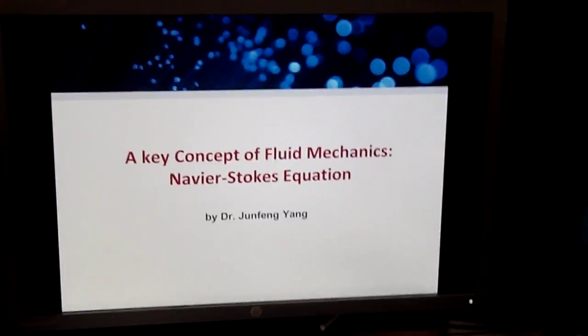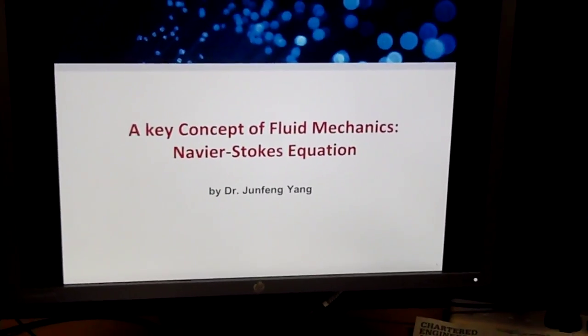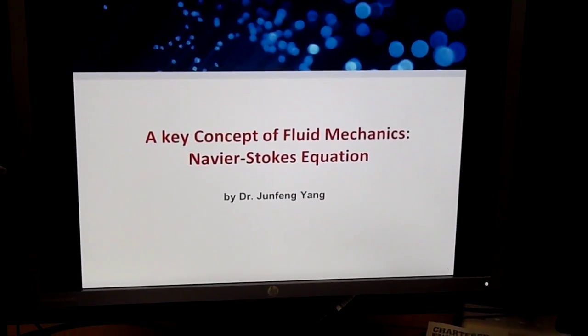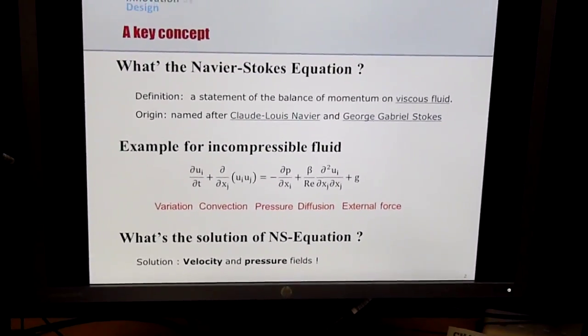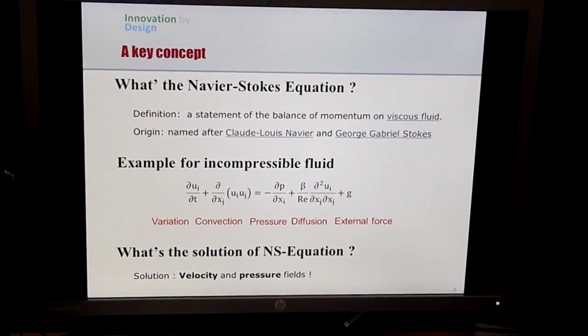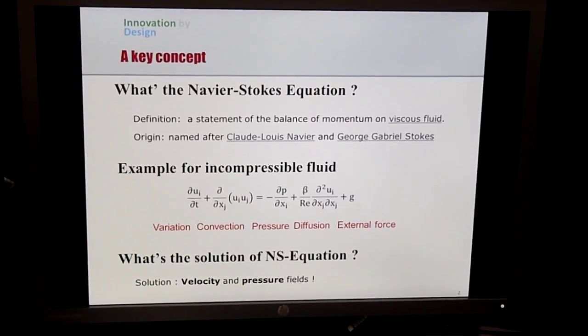Today I'm going to introduce a key concept of fluid mechanics. This key concept is so-called the Navier-Stokes equation. First, let's understand what the Navier-Stokes equation is. The definition of this NS equation is that it is a statement of the balance of momentum on a viscous fluid.